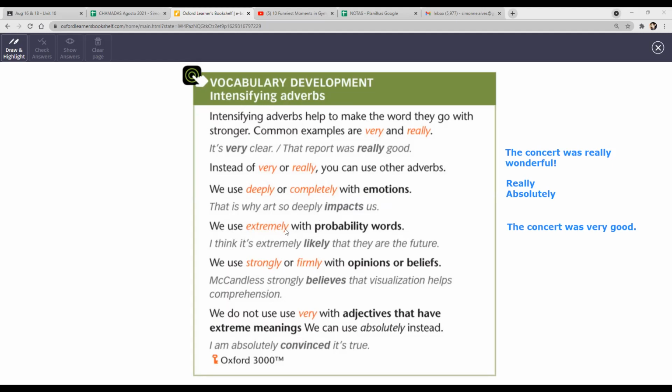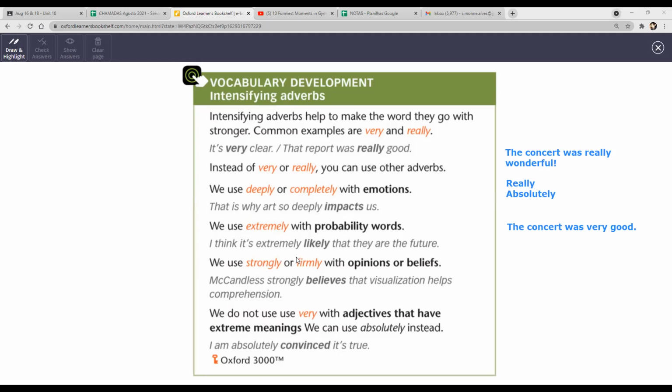Now, we use extremely with, and as you can see here, I'm using this adverb with a verb, all right, people? So the adverb is intensifying a verb. This is also possible. I don't have to use adverbs or intensifiers only with adjectives. I can use intensifiers with verbs too, like here, deeply impacts.